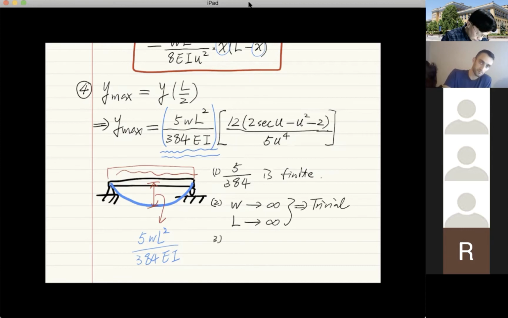And the third one is what? How to make the y maximum buckle by considering the first coefficient is to have E be 0 or I be 0. You also know that these two are also trivial, correct?